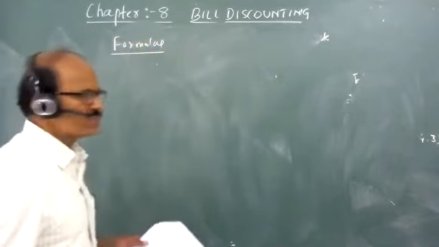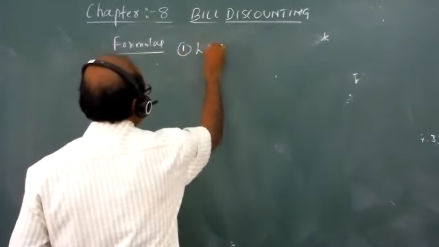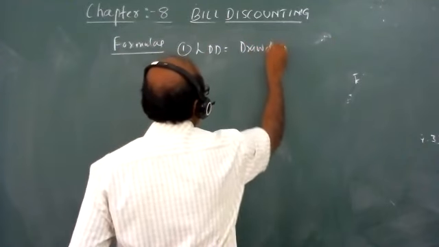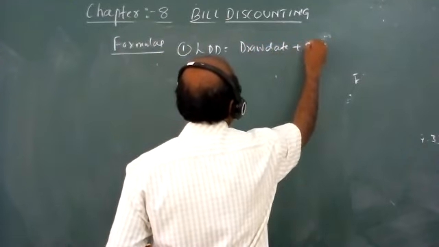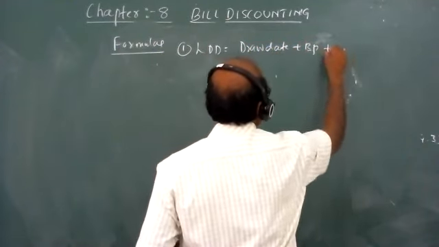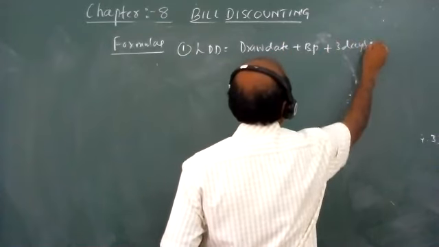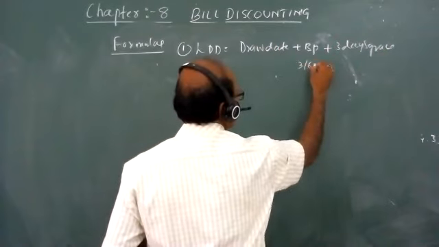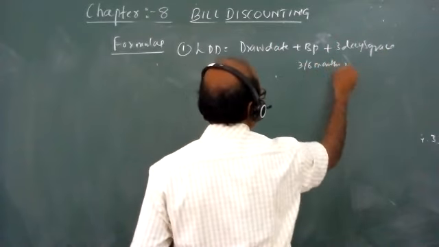This formula I have to memorize. First one, how to calculate legal due date: nothing but draw date plus bill period plus 3 days grace. It will be 3 or 6 months usually.